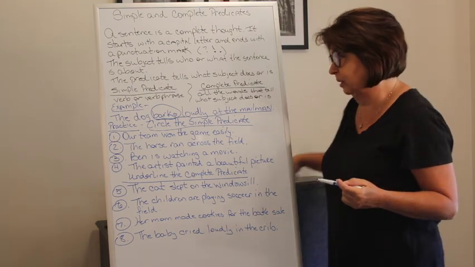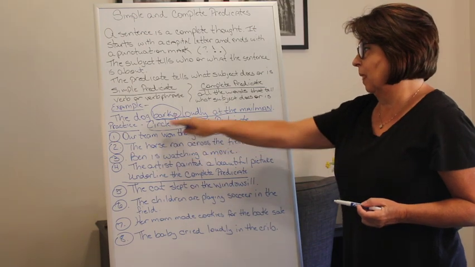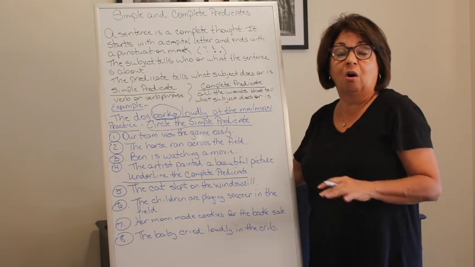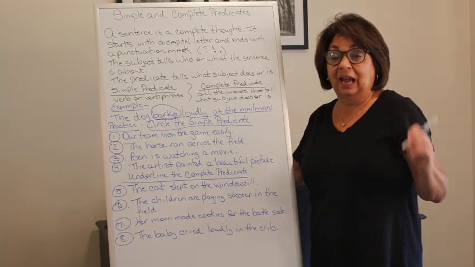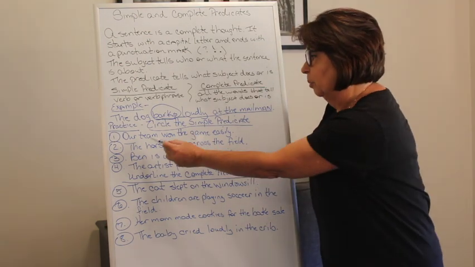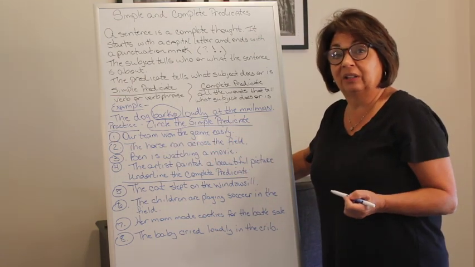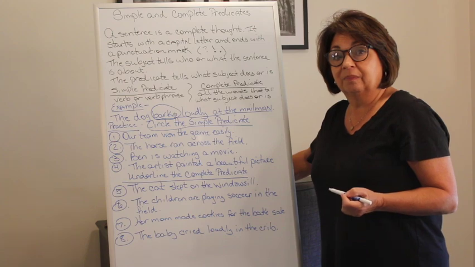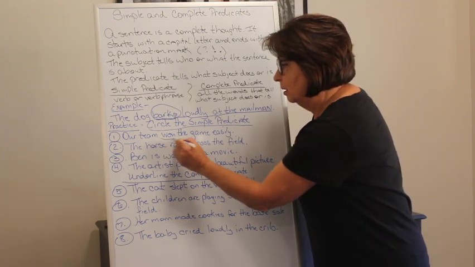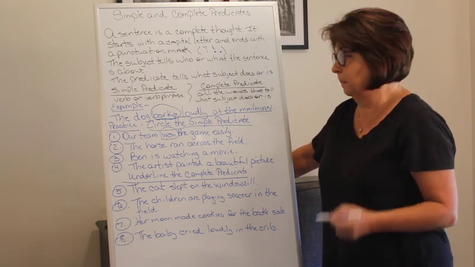All right, let's do some practice. For this section, these four, we're going to circle the simple predicate. So all we're looking for is the action or the being verb in the sentence. Let's look at number one. Our team won the game easily. Can you find the action in that sentence? If you said won, you would be correct. So that is our simple predicate.